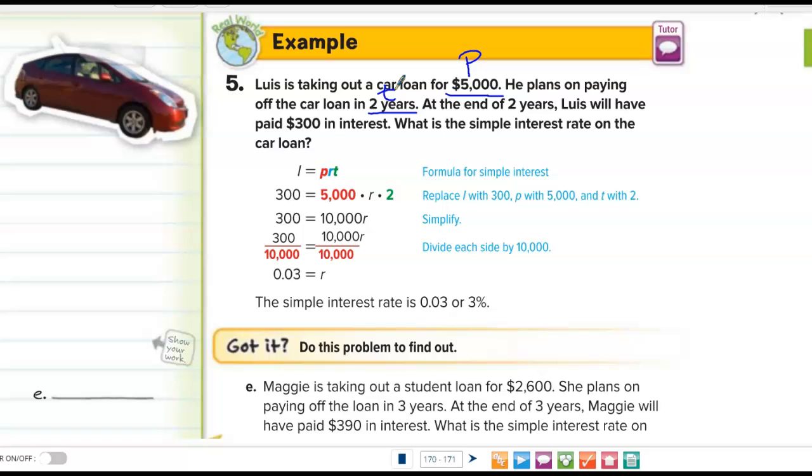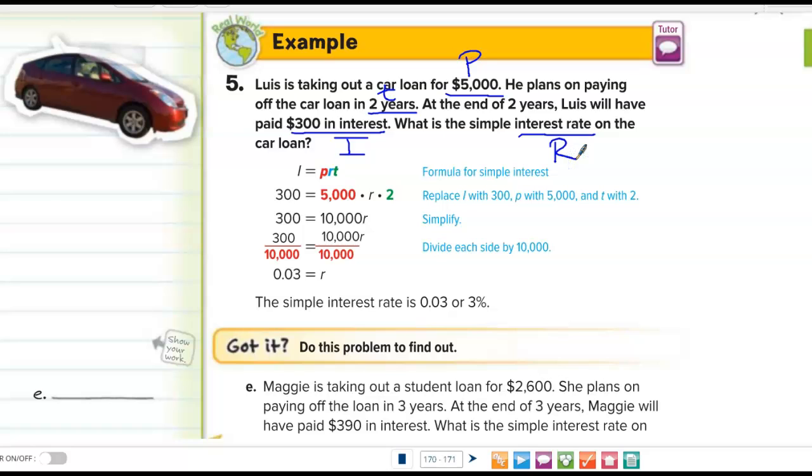At the end of 2 years, Lewis will have paid $300 in interest. What is that? It's the final total thing. Yeah. It says interest, does it not? So this is our interest. So what is the simple interest rate? So what are we finding? The rate. We have to figure out what the rate is. We have to find R. Okay?